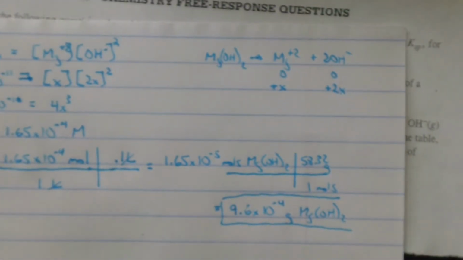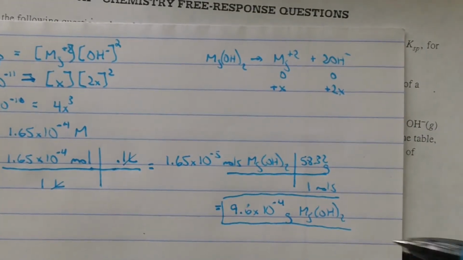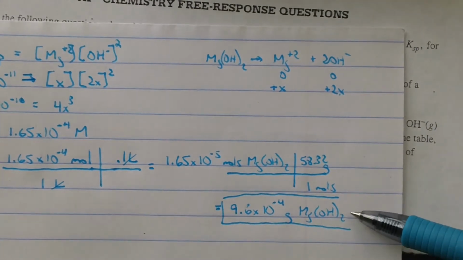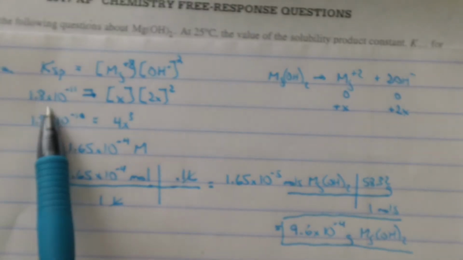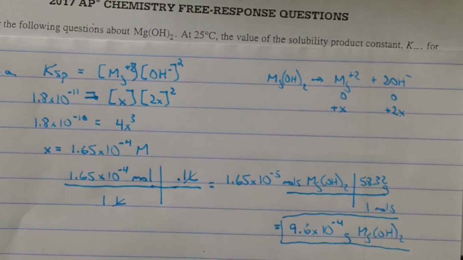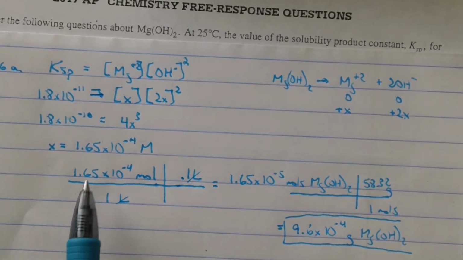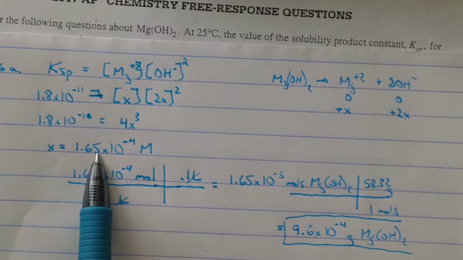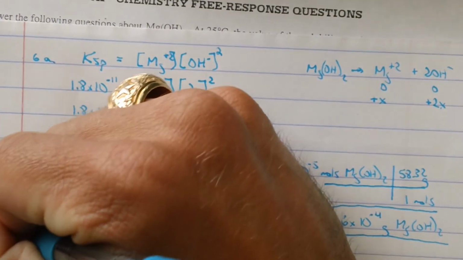People get scared, but how do you even weigh that? Well, you don't weigh it on a scale that we have because our scales aren't that accurate. But you should expect a really small number. Why should we expect a really small number? Because if we go back to the original equation, our K value is tiny, tiny, which means very little of it is going to be turning into products. So that's part A. It's worth 2 points. The first point was calculating the solubility of magnesium hydroxide, that x. And then your second point was for the grams of the magnesium hydroxide.